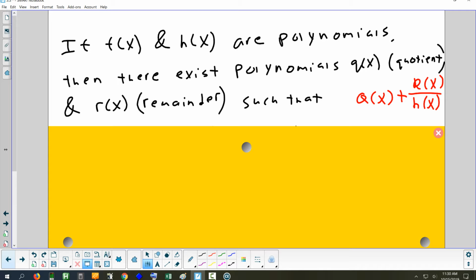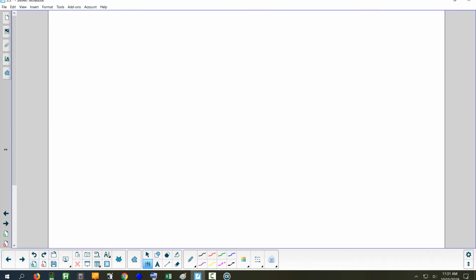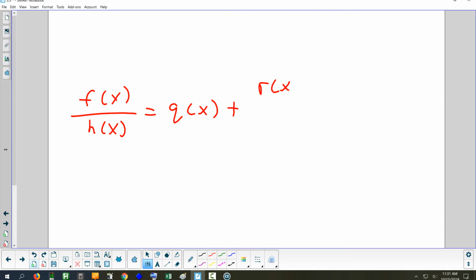So, you know what? Let me write that on a separate page for a second, because I need a little space. So if you divide this by this, you will get a quotient, you will get a remainder, and you have the original denominator.